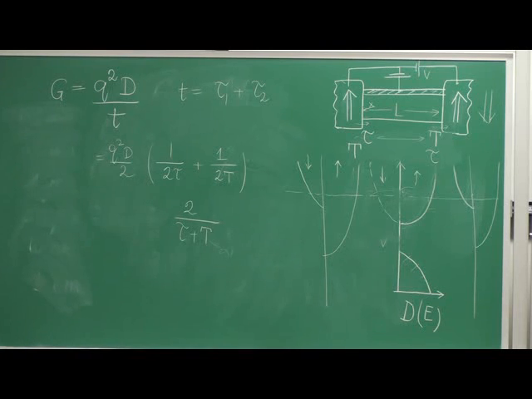And what you can show is that regardless of the ratio between the two, this is what you call the parallel, and this is what you call the anti-parallel. The parallel conductance will always be greater than the anti-parallel conductance. Which means the resistance, of course, will be the reverse.